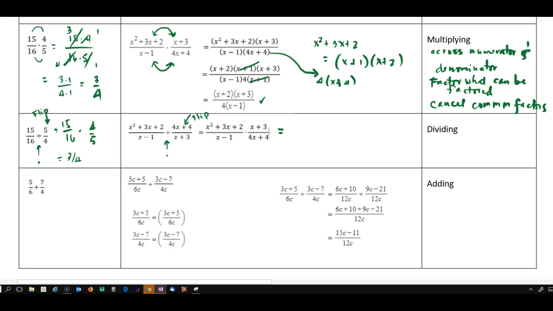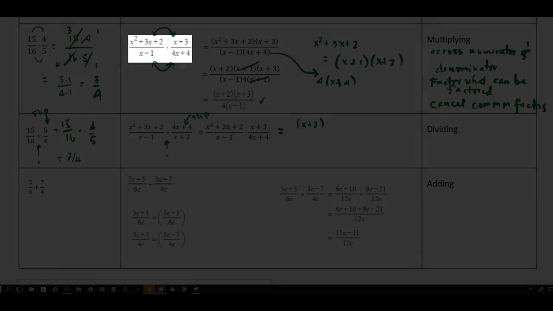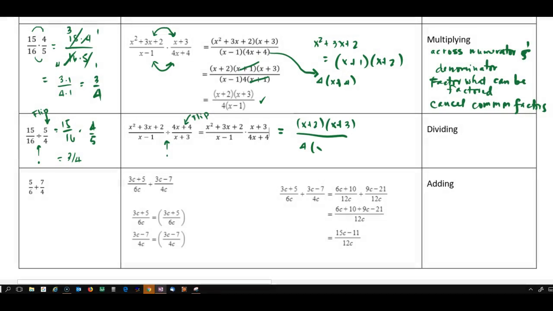So in rational expressions, you also flip and then change the division to multiplication. Now this is the same problem as the previous problem, so we know what the answer will be. So in dividing, you flip the divisor and change it to multiplication.